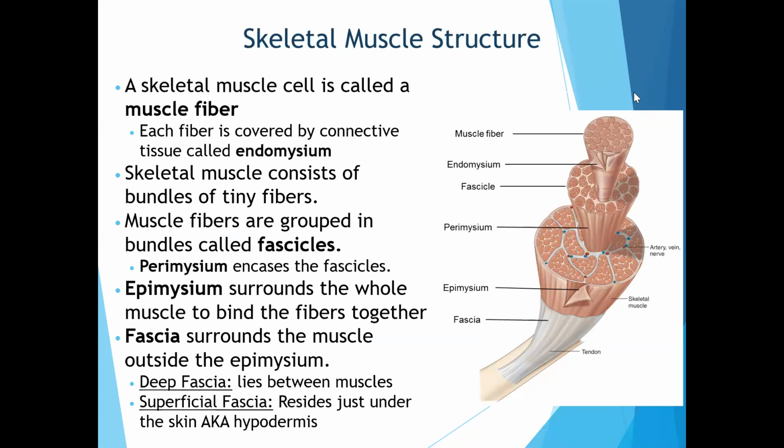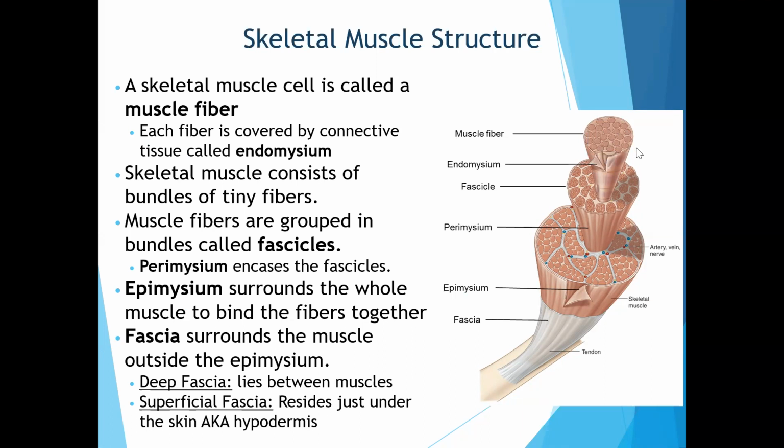All right, we're going to get into the muscle structure. We'll start super small and build on that. A muscle cell is known as a muscle fiber. That's this inner portion here. Each fiber is covered by endomysium, that first covering. Endo means inner, so a muscle fiber is covered by the endomysium.